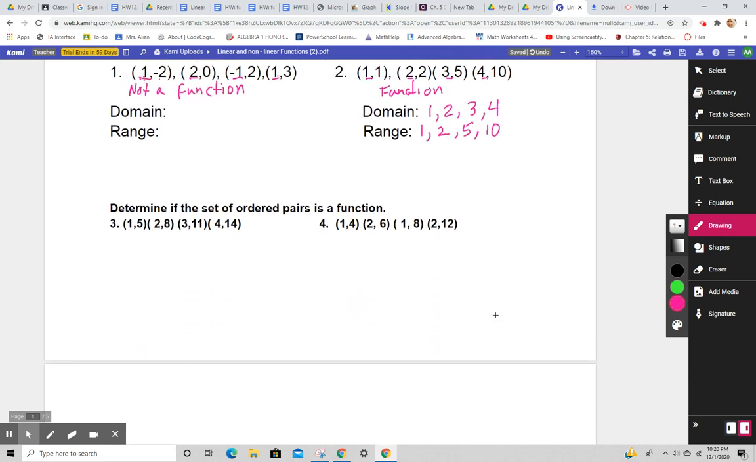Determine if the set of ordered pairs is a function. So look and see if this is a function. Again, just look at the x values and see if any repeats. If it does, then it is not a function. Well, this is a function because none of the x's repeat. Each x is paired with a different y value. So this is a function, yes. Function.